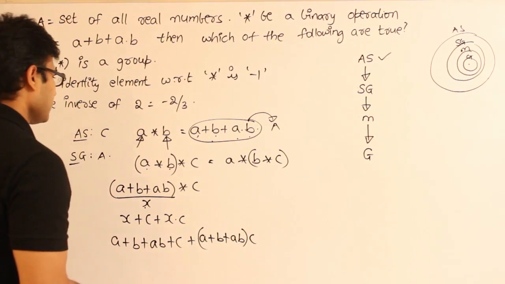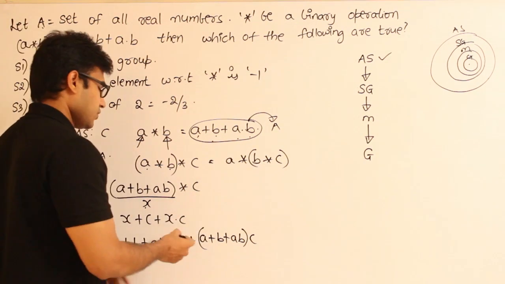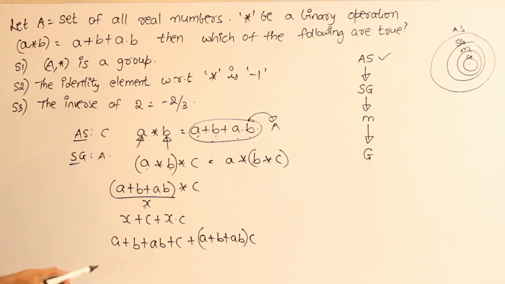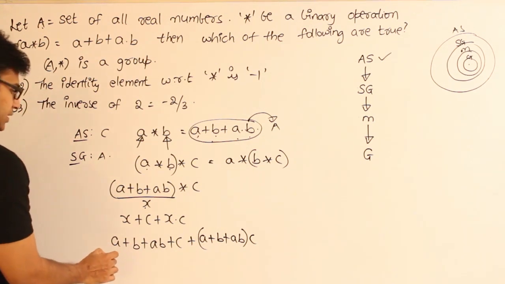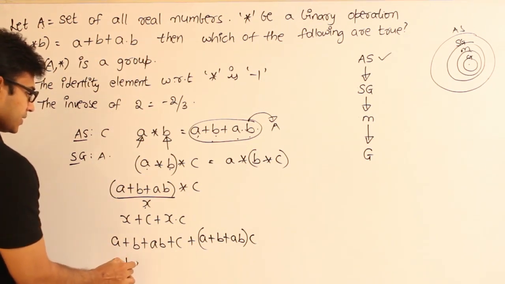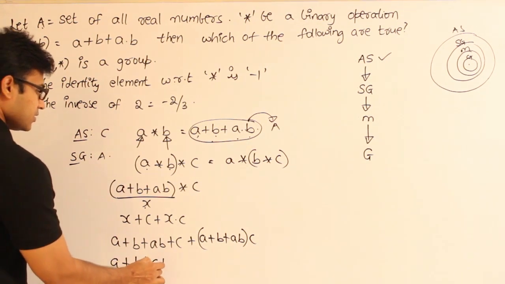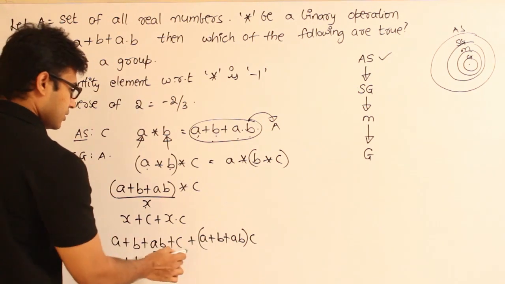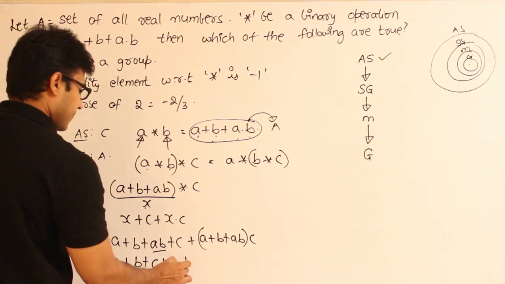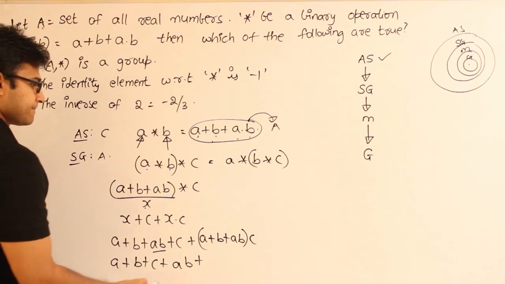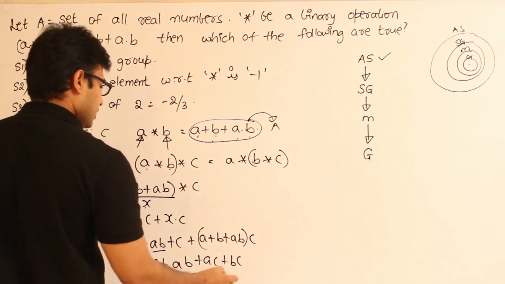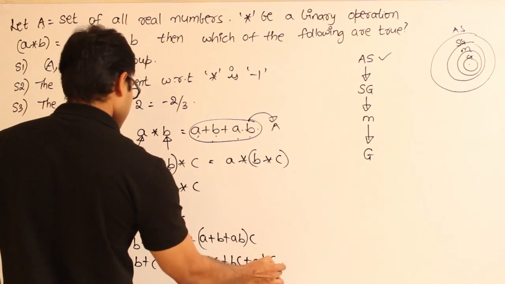Fine. Now let's see the right hand side. Yes, you can expand it and then get it to a short form if you want. Yeah, if you want we can even do that. Let's see that. Now this is going to be a plus b plus c plus, we have ab here, right, plus we have ac plus we have bc plus we have abc, right?